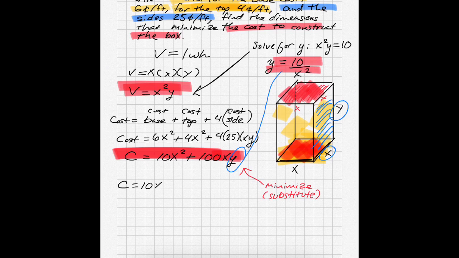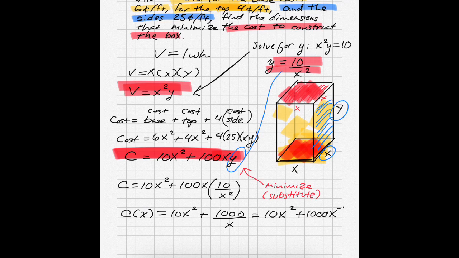So then what is this equation going to look like? C equals 10x squared plus 100x times 10 over x squared. So now this is my cost as only a function of x. So what is that? 1,000 over x? Or if you like, maybe 10x squared plus 1,000x to the negative 1. And then my goal is again to minimize.